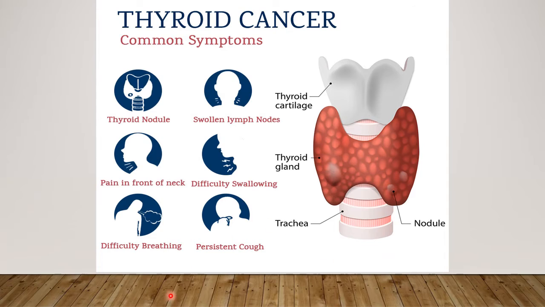Okay, this summarizes the thyroid symptoms. As I say, the nodule, a thyroid nodule, is the most common form of presentation. Other presentations include enlarged lymph nodes, pain in front of the neck, difficulty in swallowing, difficulty in breathing, and persistent cough.